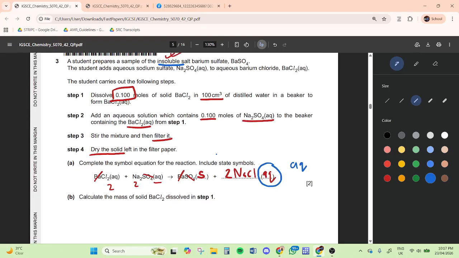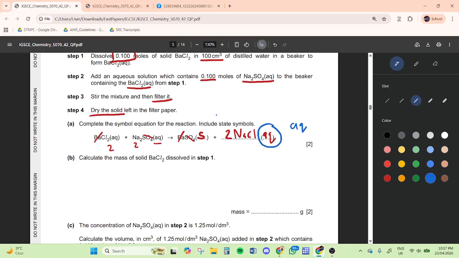All right. Calculate the mass of solid barium chloride dissolved in step 1. If we're going to calculate the mass, we have the moles. So we have moles is equal to mass by Mr.